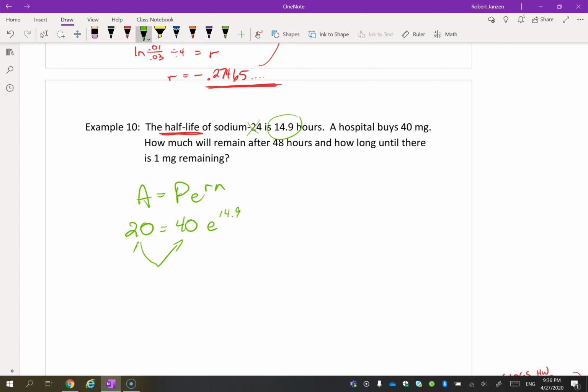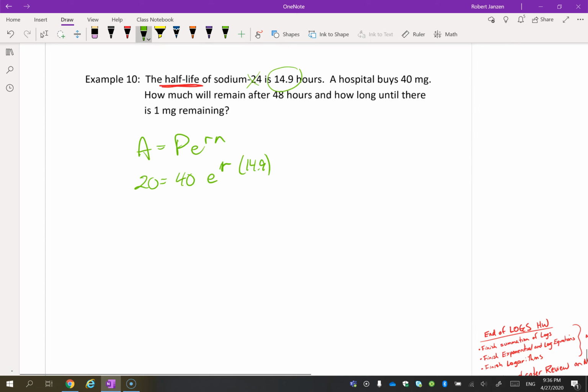Really, anytime you have a half-life question, how much you start with is irrelevant. You could have easily just put 2 and 1, because we'll only have half left. It's going to give you the same answer. Okay? But in this case, we'll go from 40 to 20. And we need to know what that rate is, because 14.9 is the time, not the rate. Okay?